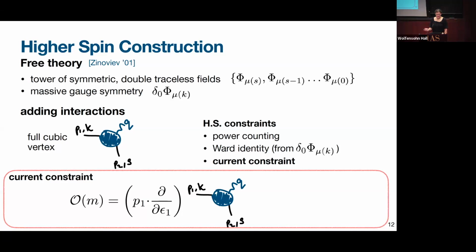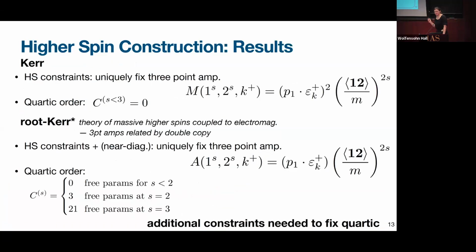Great. So having discussed our constraints, maybe we can discuss the results. So at 3 points, that means that those constraints are enough in gravity to uniquely fix the 3-point amplitudes to be exactly those 3-point amplitudes which are relevant for Kerr. So it means we found the constraints, we found the theories that generate these Kerr 3-point amplitudes.